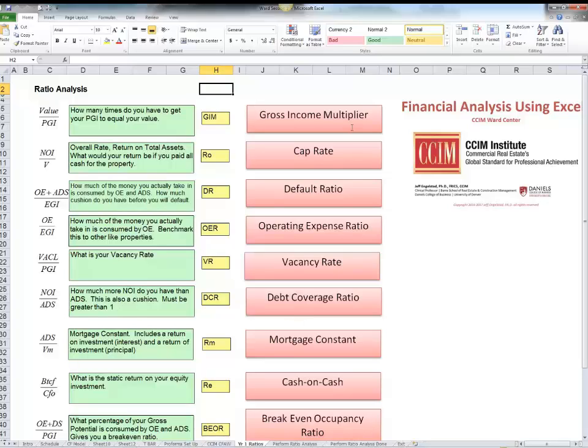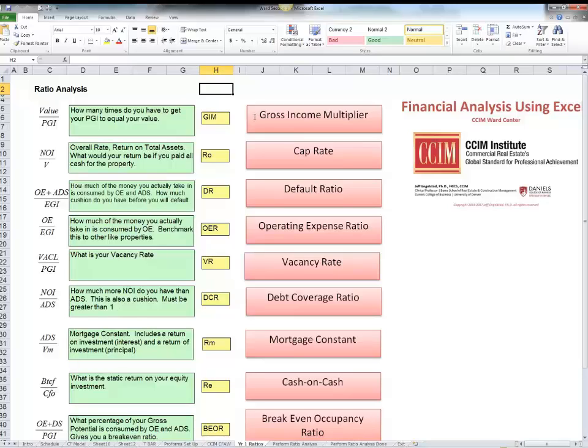Some that we're big on in the CCIM program. First off, gross income multiplier. I think everybody understands gross income multiplier. How many times do you have to get your PGI to equal your value? And gross income multiplier really has a reputation of being kind of old school and kind of pedestrian and kind of not all that sophisticated. However, I will tell you, I think gross income multiplier in conjunction with a cap rate can give you some meaningful information in a couple of different settings. Let me give you a couple examples.